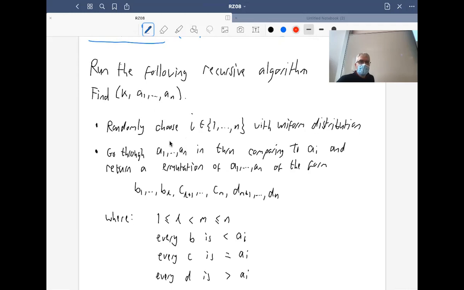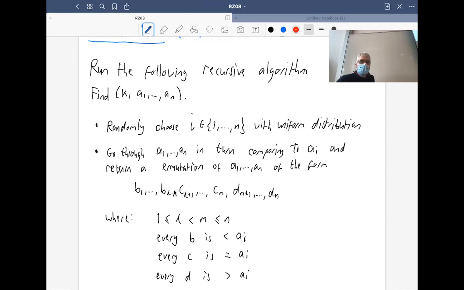For each element, we check to see whether it's strictly less than the element a sub i. So essentially, by choosing i, we've chosen one of these elements, a sub i. For each element, if it's strictly less than a sub i, we put it in the b's. If it's strictly greater than a sub i, we put it in the d's. If it's equal to a sub i, we put it in the c's. So we're going to partition the list into 3.